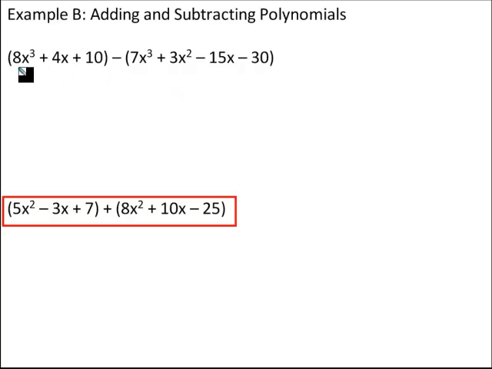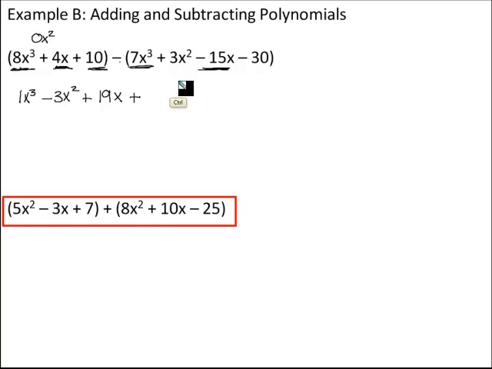If we're going to go term by term, we just got to go highest exponent to lowest. So we have x cubed, 8x cubed minus 7x cubed will give us 1x cubed. Okay, we have no x squareds in this first one, so I'm going to just write that we have 0x squared minus a positive 3x squared is going to give us negative 3x squared. 4x minus negative 15x is going to give us a positive 19x. And then 10 minus a negative 30 gives us positive 40. That's one way to do it, term by like term. Notice that I kept subtracting whatever was inside these parentheses.